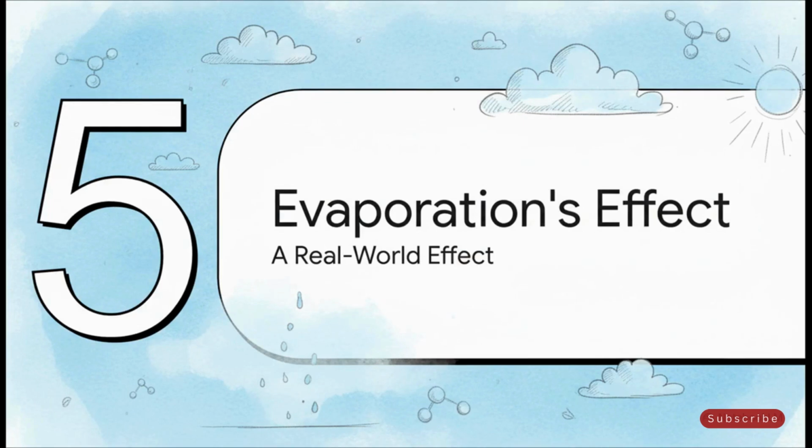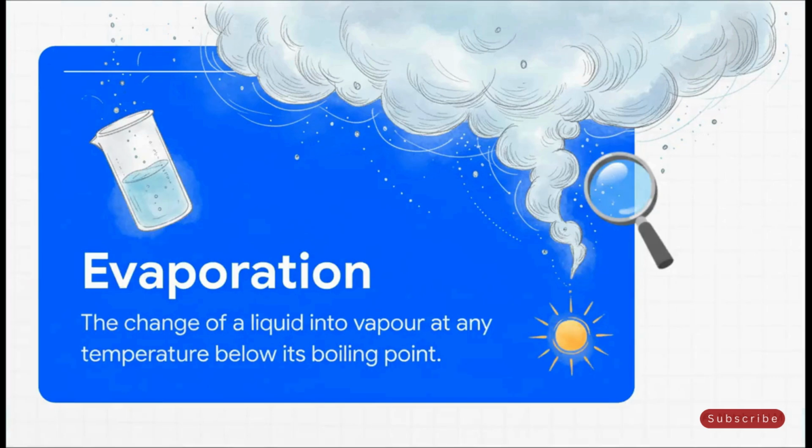All right, let's bring this all home with one last concept that connects all this particle theory to something you feel every single day, especially in the summer. So first off, what even is evaporation? Well, the key thing to remember is unlike boiling, which only happens at a specific temperature, evaporation can happen at pretty much any temperature. It's when the particles right at the surface of a liquid get just enough energy to break away and become a gas.